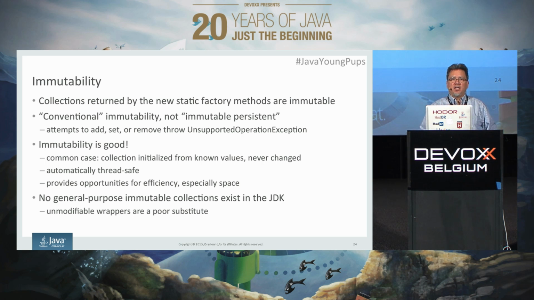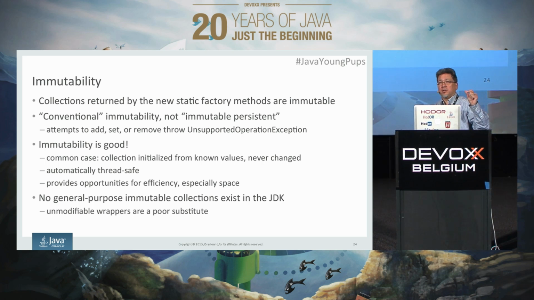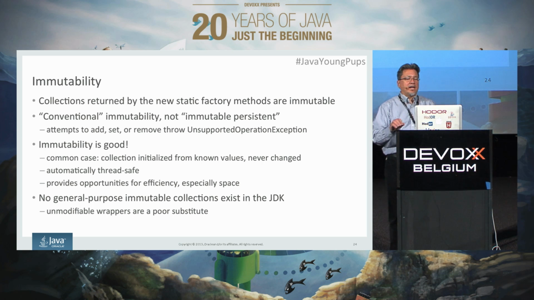You can sort of get immutability by creating a list, wrapping it, and then throwing away the original one, but you have to make sure to throw it away, because if you accidentally leak that reference, then that can become a security hole, because it's not actually immutable.